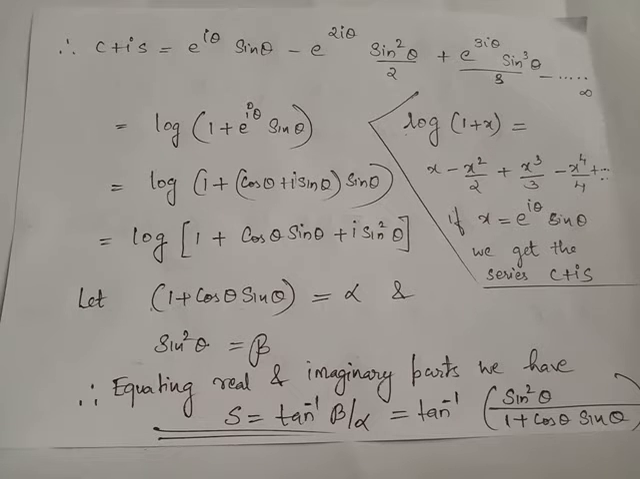Now we will have to separate real and imaginary parts. Then only we can find out the corresponding expression for S. We are looking for the summation of the given series, and we have named the given series as S. So now we wish to separate the real and imaginary parts of the logarithmic function, which we have obtained as the RHS of C plus iS.